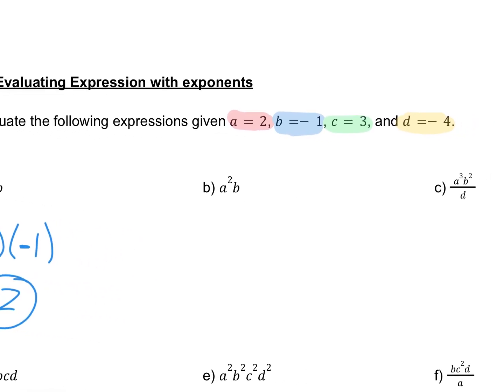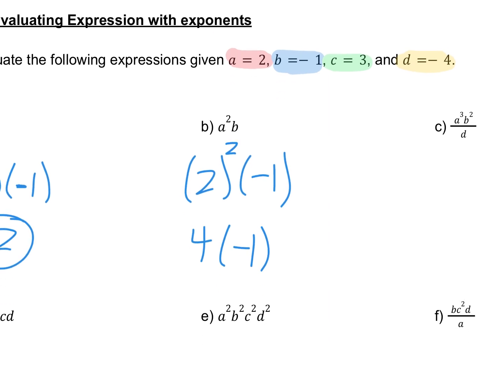For B, very similar, except now A is going to be squared. So I'm still going to substitute my values in, except now, instead of just writing 2 times -1, it's 2 squared times -1, because I'm squaring A in the original expression. So before I multiply 2 and -1, I first need to address this exponent here. So we'll take 2 to the power of 2. That gets me 4. And now I'm taking 4 times -1. And this will get me -4.